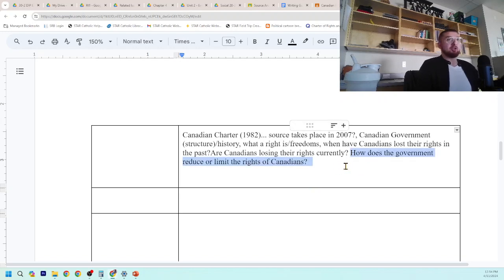As part of governance, grade 9s, you can write this stuff down as well, right? Whatever we didn't have up ahead, because these are very useful points to consider for your response. How does the government reduce or limit the rights of Canadians? What is the actual process?